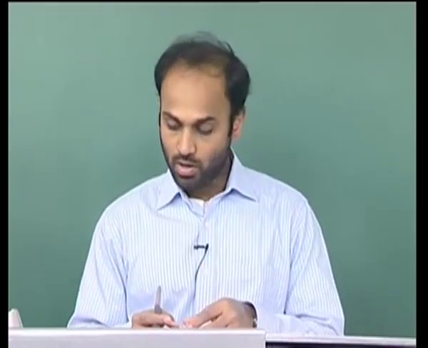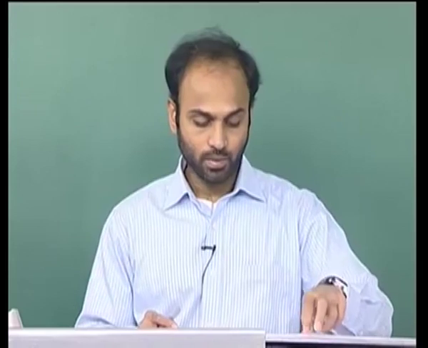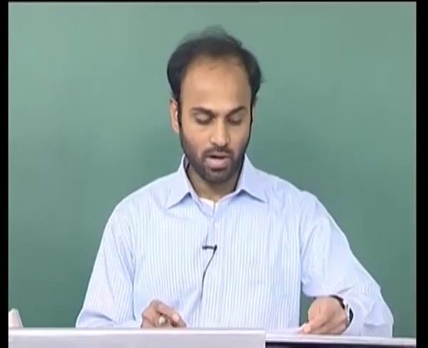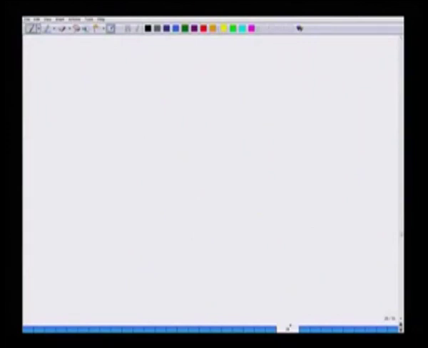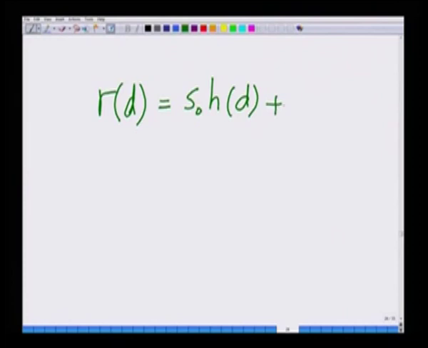Hence, now my net system model, as you can clearly see, let me write it down: R of d, that is the dth path, is nothing but S0 into H of d plus n tilde of d.